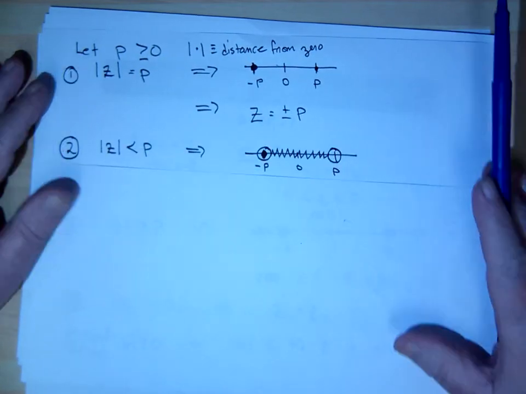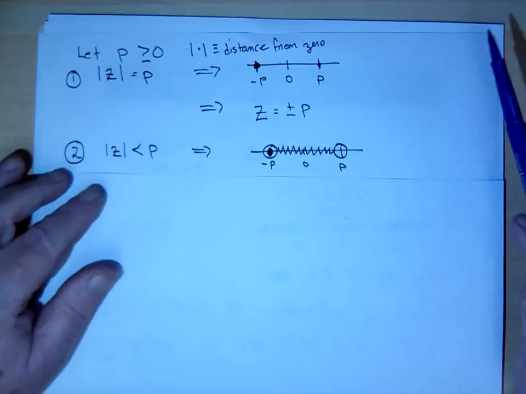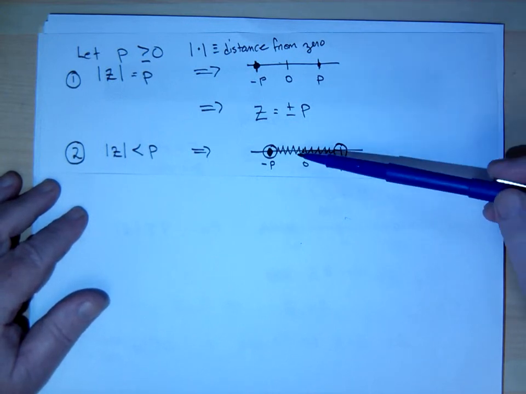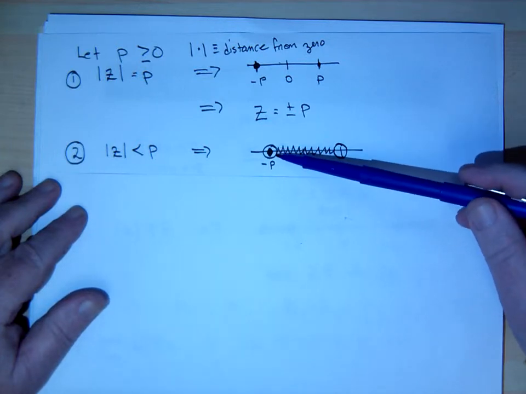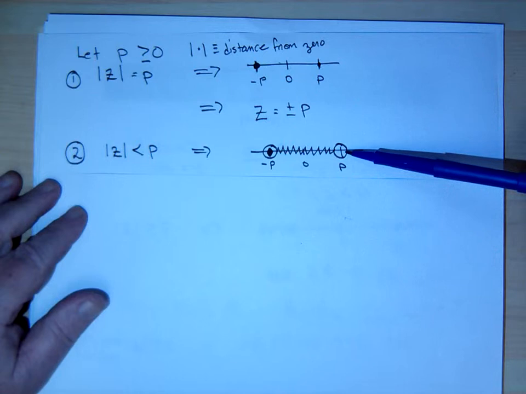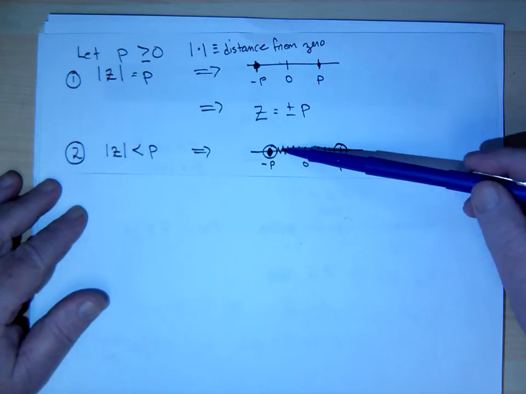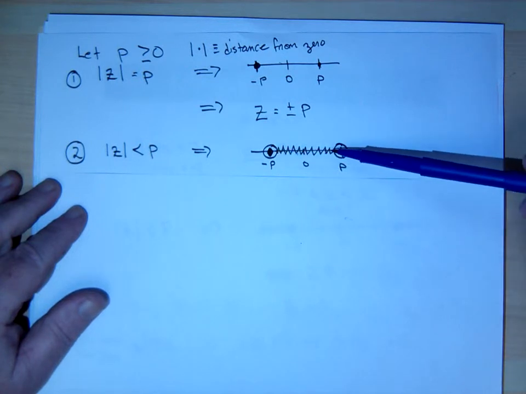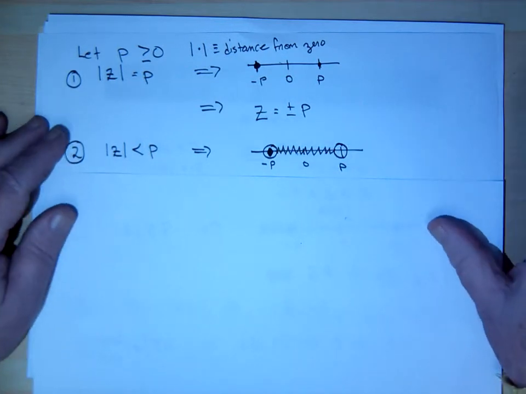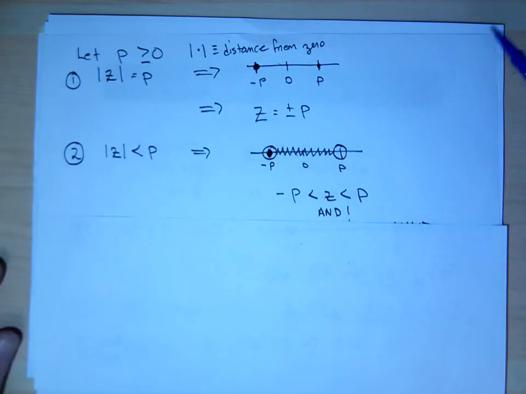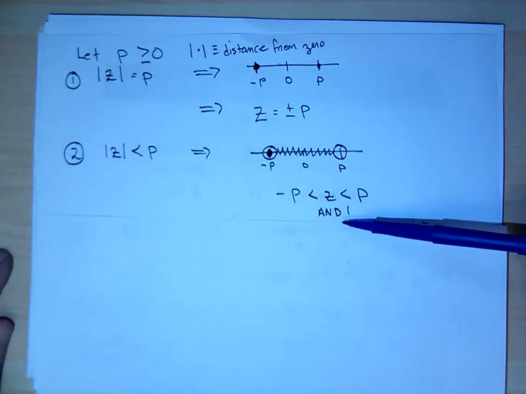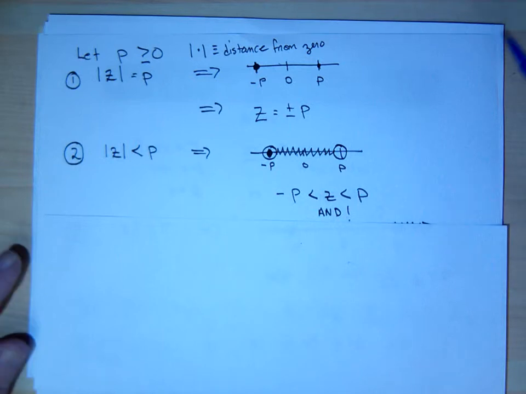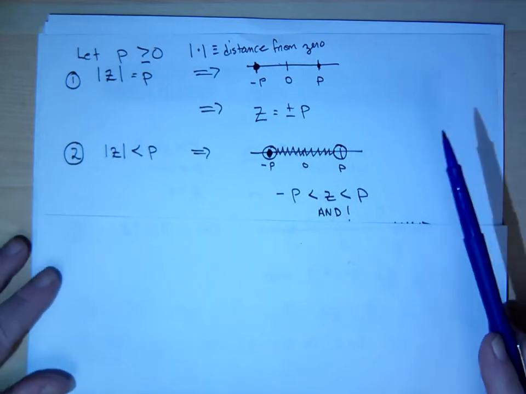Similarly, if we assert that the absolute value of z is less than p, that means that z is less than p units from 0. So this point is not included. There's an open circle here. So z has to come from these two areas, from minus p up to p, not including the endpoints. So we can conclude in this case that minus p is less than z and z is less than p. So that is the and condition.